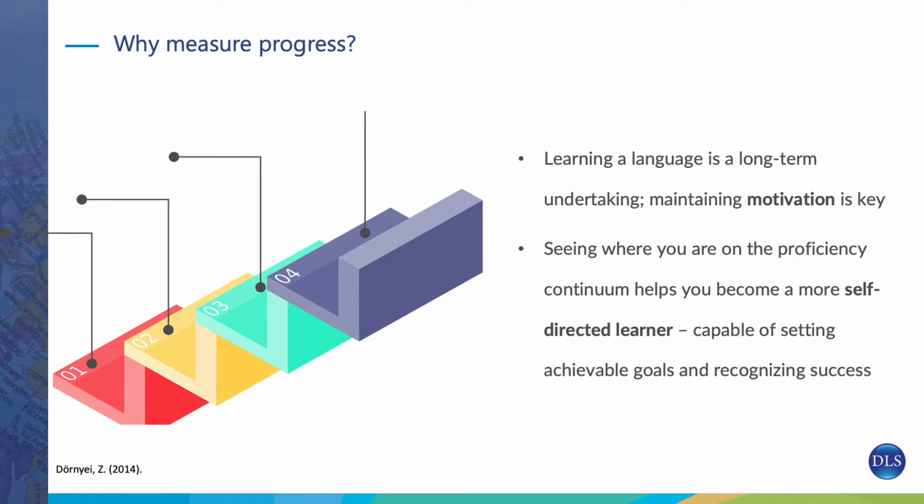And seeing where you are on the proficiency continuum of learning a language helps you become a more self-directed learner. And there are a lot of characteristics of a self-directed learner, but two important ones are learners who can set effective, achievable goals and then can recognize progress towards those goals.